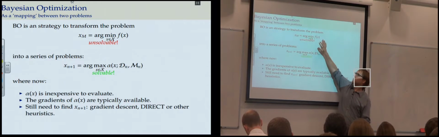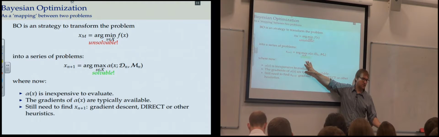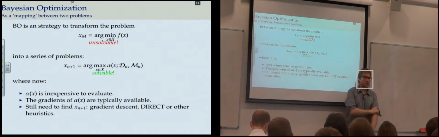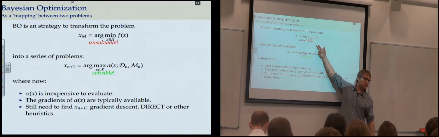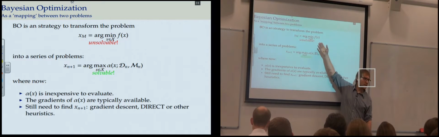Because if we are replacing this optimization problem by an optimization problem in which the acquisition function is very hard, is very expensive, and very hard to optimize, we are not solving anything. The trick here is that we are replacing something that is complicated by a sequence of optimization problems that are simpler than the original one.